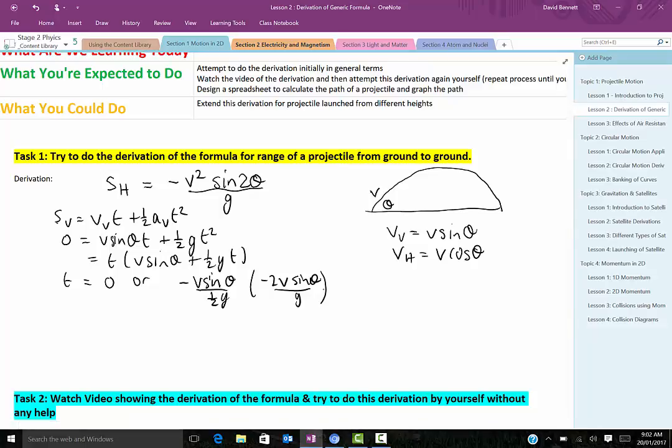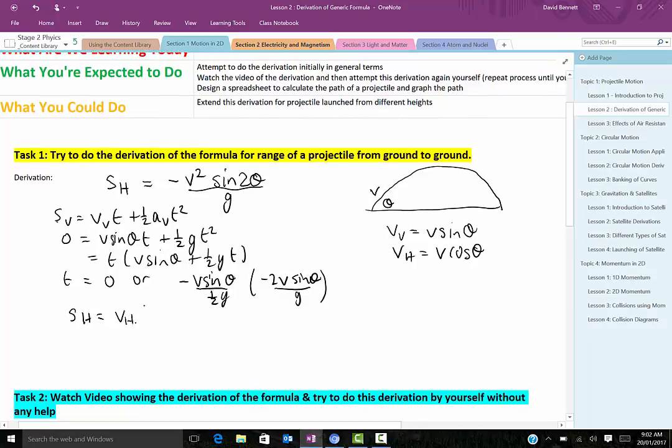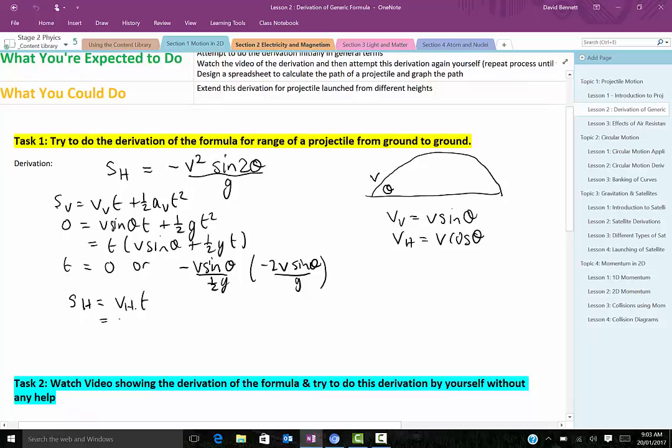The next thing we would do is work out our S_H. S_H is going to be equal to our V_H times our time of flight. Obviously we're not going to use the 0, we're going to use the time when it hits the ground again. V_H is V cosine theta, times our time of flight, which is minus 2V sine theta all over G. Combining that gives us minus 2V squared cosine theta sine theta all over G.